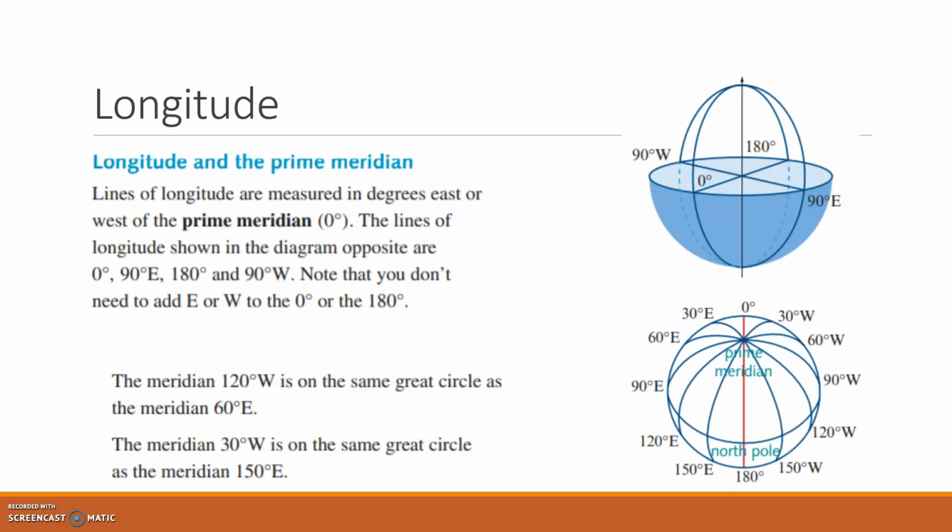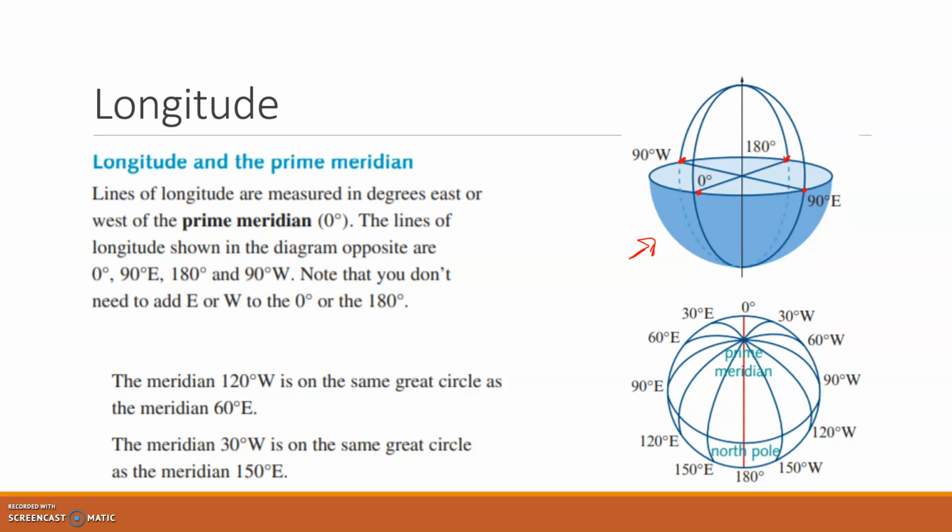Now, longitude actually works the same way, but just for east to west. So lines of longitude are measured in degrees east or west of the prime meridian. The lines of longitude shown in the diagram opposite this blue one here are the 0 degree line, the 90 degrees west, 90 degrees east, and 180 degrees.